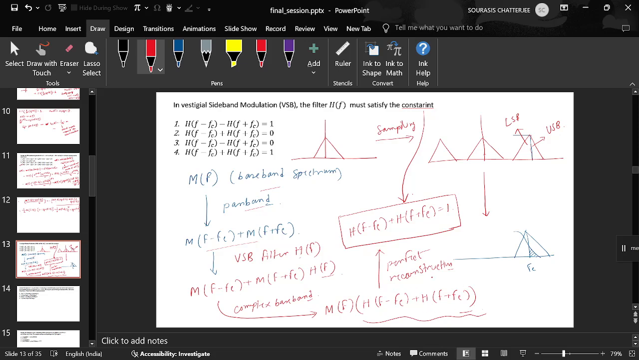Now for perfect reconstruction, that is you want to get back M(f), this part here should be equal to 1. If it's less than 1, then you will get a curved version of M(f), which you don't want. So this equation needs to be satisfied for vestigial sideband modulation, and this is the expression for that. So the fourth one is the correct answer.